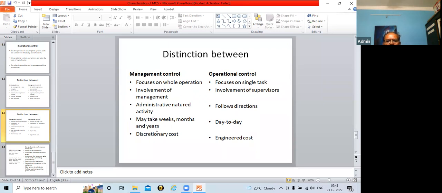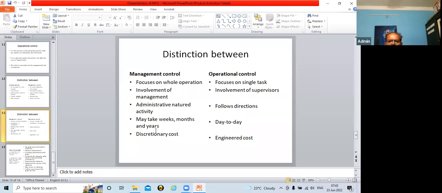Management control may take weeks, months, and years to complete. In order to complete a management control task, it may take a week, a month, or maybe a year. Whereas operational control is based on day to day. So this is a very basic difference between management control and operational control. Management control has no specific time, but operational control has a specific time.